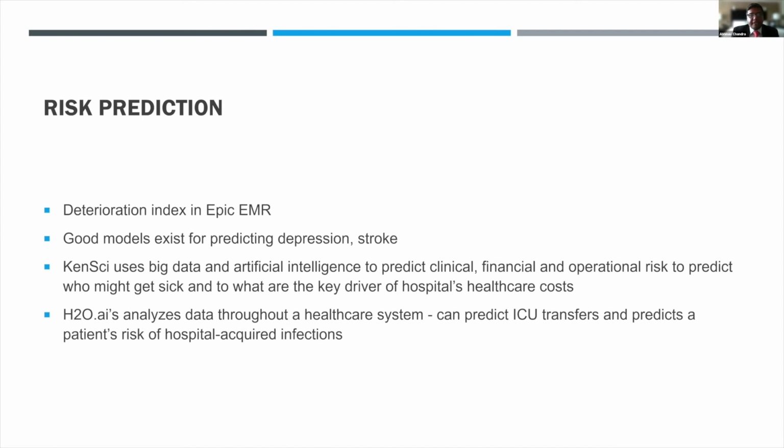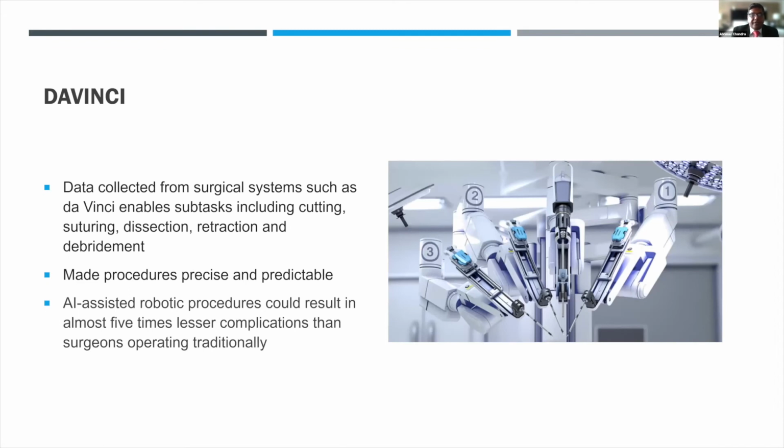Da Vinci, I think most of the healthcare systems have come on board on using this. The data is collected from surgical systems such as Da Vinci, which enables subtasks like cutting, suturing, dissection, retraction, and debridement. It has made procedures more precise and predictable. It is what's called robotic surgery. It is done by a surgeon who is next to it, and the Da Vinci robot actually performs the surgery on the basis of the surgeon's directions. AI-assisted robotic procedures have shown in some studies to have fewer complications than surgeons who operate traditionally. So also there are a lot of other startup companies who have used virtual reality in training surgeons, having a virtual operating room.